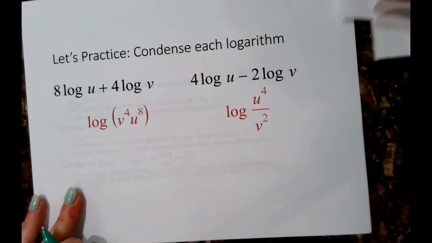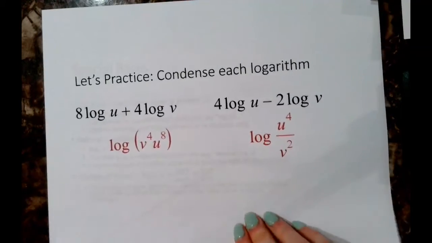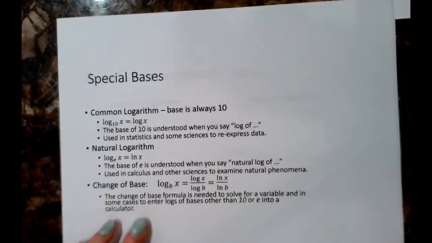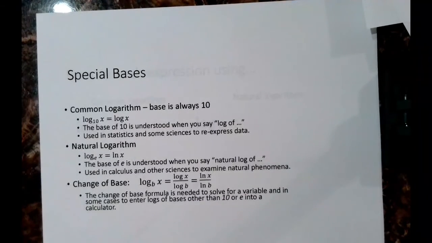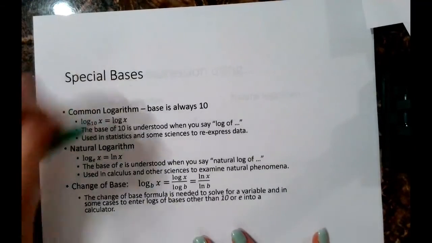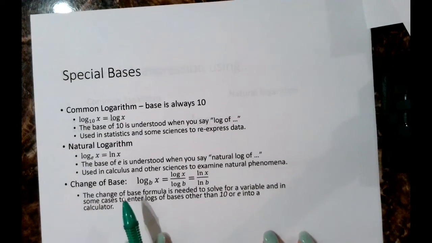All right, last little bit, and then I've got a bunch of practice in the Google Classroom for you. So, our special bases for our logarithms. Our common logarithm, the base is always 10. So whenever you see just a regular old log, our base is 10. This is understood whenever you say log of something. We use base 10 in statistics and some sciences that we use to express data. It's honestly the most common one that you'll see.